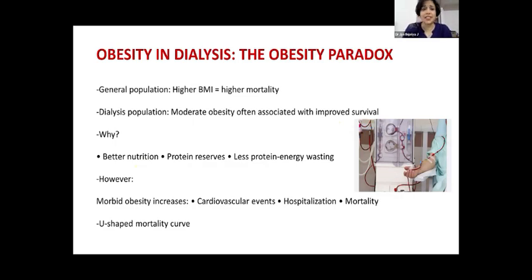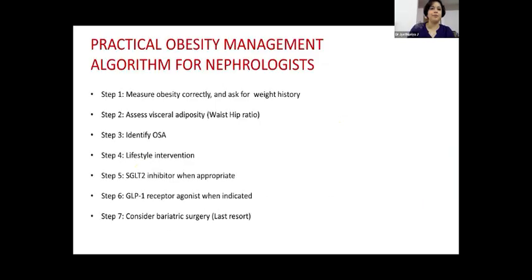However, morbid obesity increases cardiovascular events, hospitalization, and mortality. In fact, it is like a U-shaped mortality curve. But unlike in the general population, moderate obesity has a beneficial effect in the dialysis population, and it is often associated with improved survival, which is otherwise known as the obesity paradox.